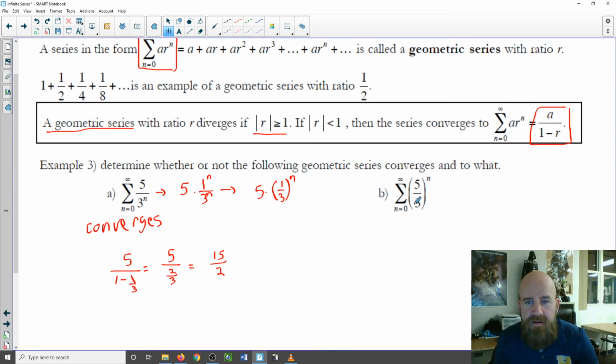All right, so let's take a look here. This next one, we have another geometric series. We have a 1 out front, which is the a, okay? 5/3 to the n. So our r value is 5/3. So the problem here is our r is greater than 1. 5/3 is bigger than 1, so we can say that this diverges.